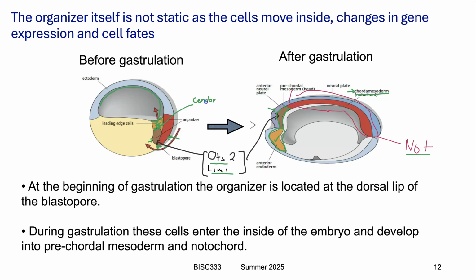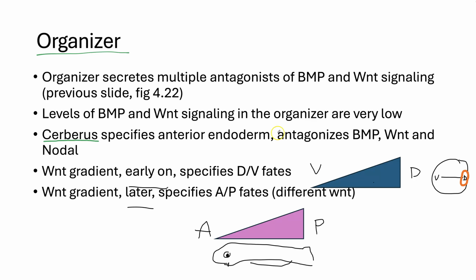Okay, that's not spelled right. Cerberus. Okay. And it antagonizes BMP, Wnt, and nodal, right? So these are BMP, nodal, TGF-beta family members, and Wnt signal.